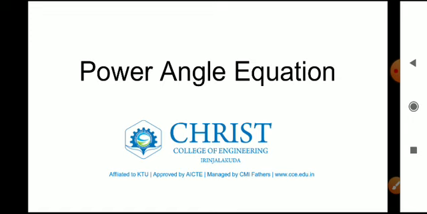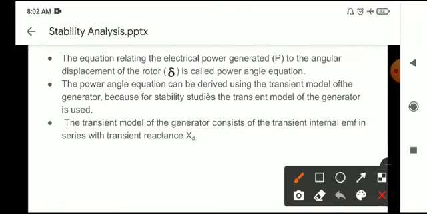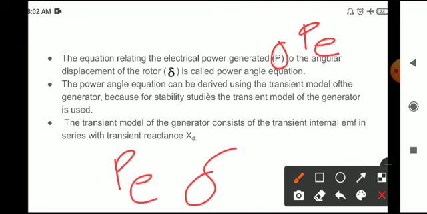As we know, we have already learned the swing equation and the equation relating the electrical power generated, that is PE, to the angular displacement of the rotor, that is delta. This relation between PE and delta is called the power angle equation.